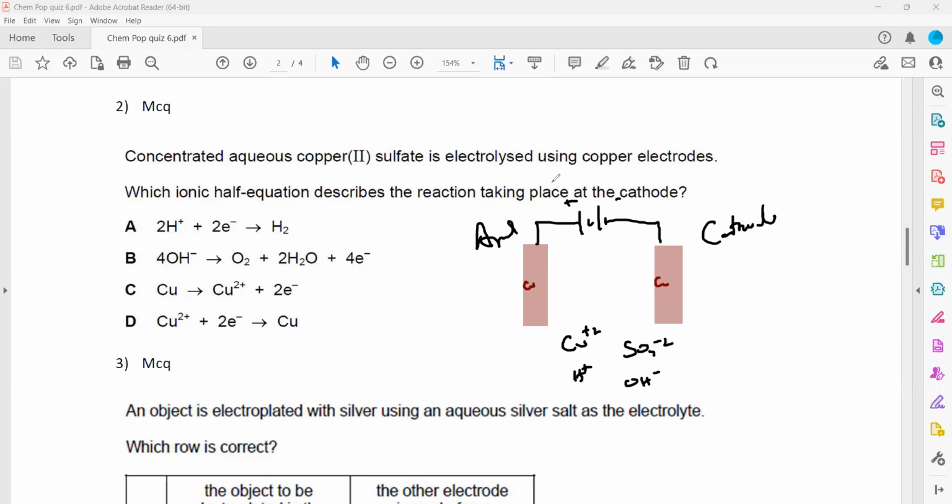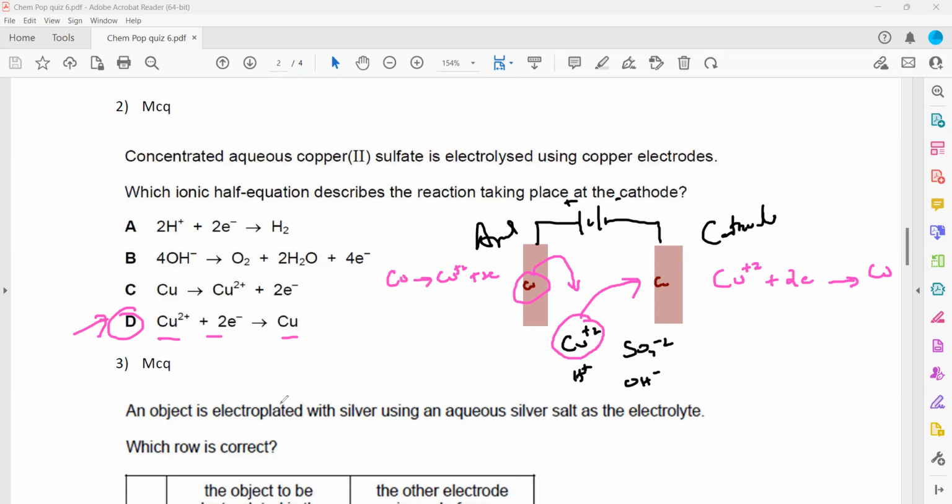So what will happen at the cathode? The copper ions from the electrolyte are attracted towards the cathode. So when copper ions are attracted, copper is +2. It will take 2 electrons and form a copper atom. So copper ion turns into copper atom by gain of electrons. So option D is the right answer. And what will happen at the anode? The copper atoms will go into the solution as copper ions, like copper atom turning into copper ion by loss of 2 electrons. But we need the equation for the cathode, in which the copper ion gains electrons and forms copper metal.